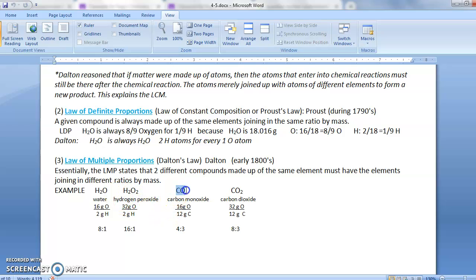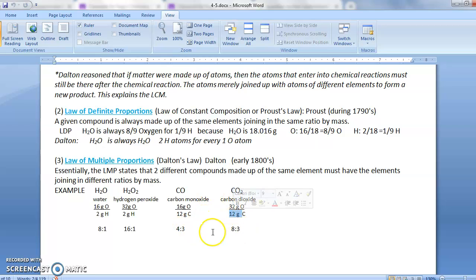It works the same for carbon monoxide and carbon dioxide. Carbon monoxide has 1 oxygen in it at 16. It has 1 carbon in it at 12. 16 to 12 is a 4 to 3 ratio. If you reduce 16 and 12, 4 goes into 16 4 times, 4 goes into 12 3 times. CO2 would be 32 grams. 2 times 16 is 32. Still 12 grams. So that is 32 to 12. That's 8 to 3. 8 grams of oxygen for every 3 grams of carbon.